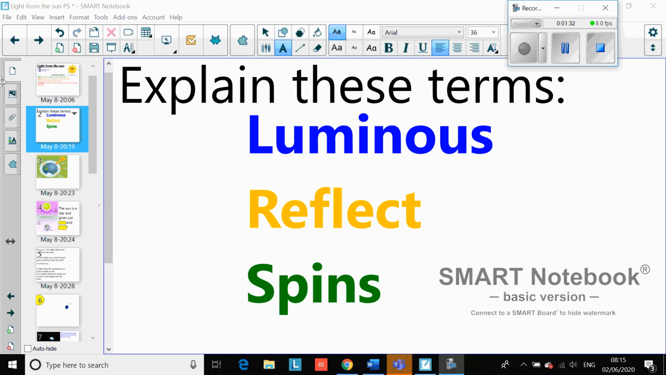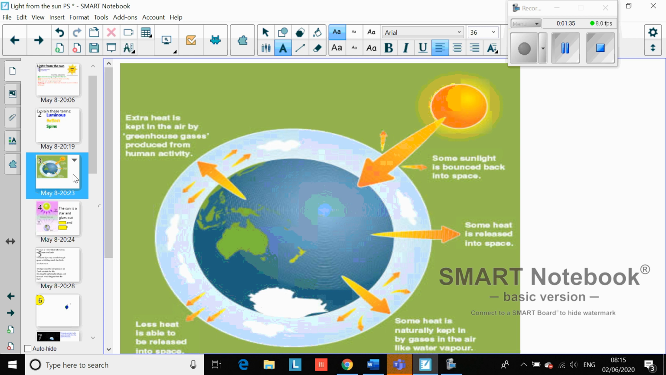So let's have a closer look. This is the sun, and it's not drawn relative to the Earth. So let's think about what we need the sun for. Well, the sun basically gives the Earth heat and light. As we can see, the sun's heat and light hit the Earth, but a lot of it is passed back into space. So here, some sunlight is bounced back into space. It hits the Earth and off it goes. It reflects. Extra heat is kept in by air, by greenhouse gases produced from human activity.